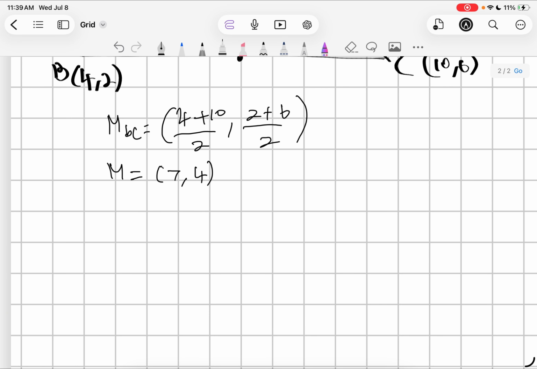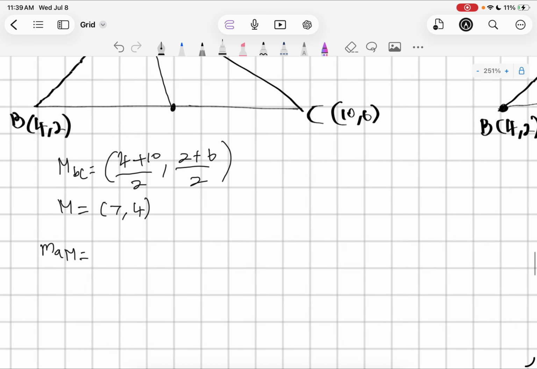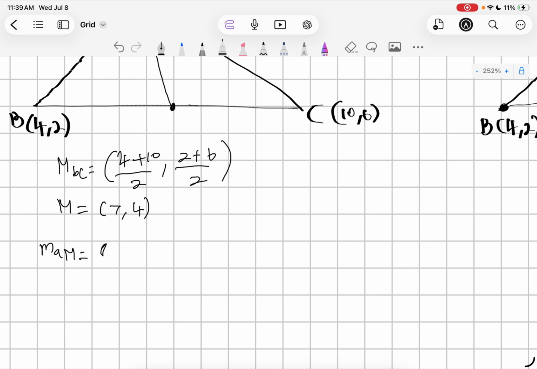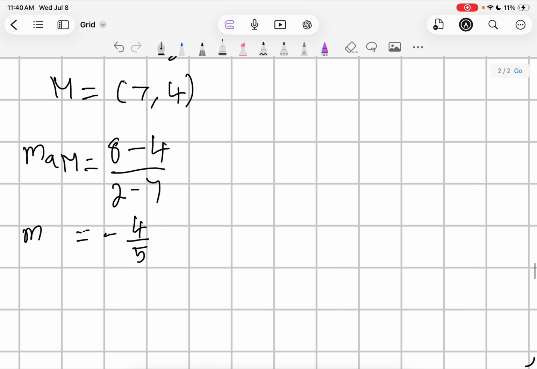And to find the slope, you would use the 2 points that you didn't use before. So you would use the slope of A and the midpoint. So we can see up here A is 8 and 2. So it would be 8, wait, that is the worst mistake of my whole career. 8 minus 4 over 2 minus 7 equals negative 4 over 5. There we go. That's our slope, because m equals that.